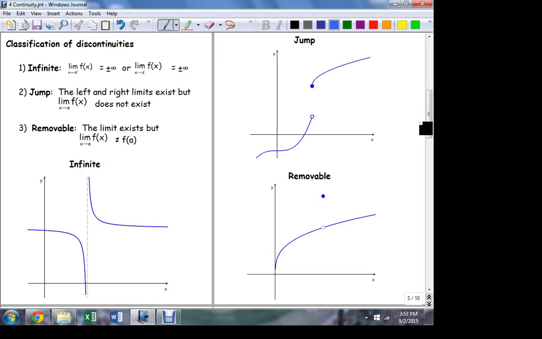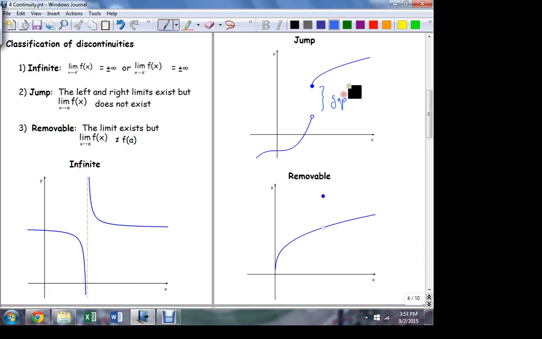Jump discontinuity, right? That's a gap. Anytime I've got a function that has a branch that stops at one point, and a new branch takes up at a different point, got a gap there, that's a discontinuity. We call that the jump case.